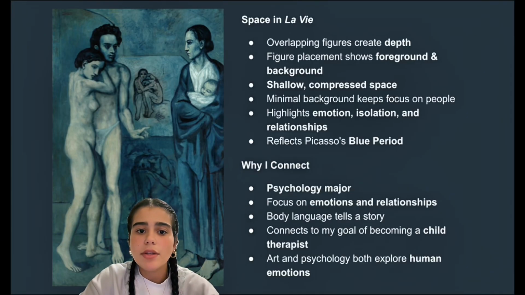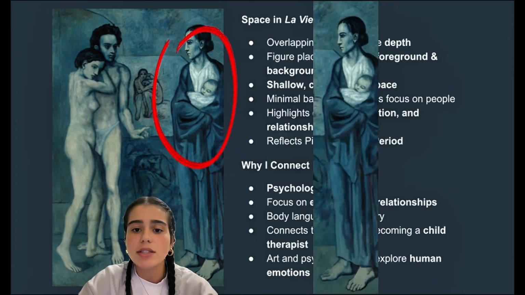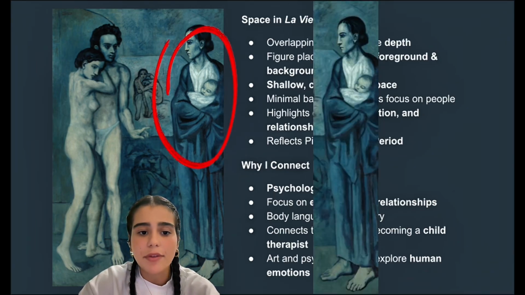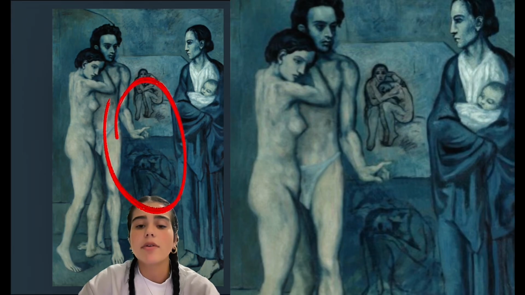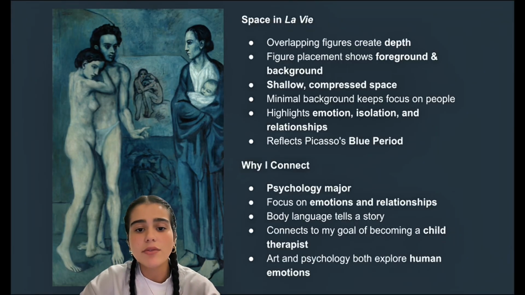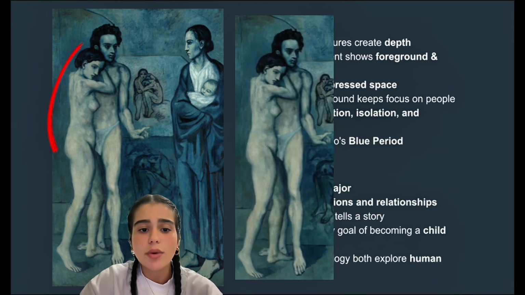I will be talking about the use of space in the artwork. La Vie depicts overlapping and spatially dependent figures. Here we see the standing couple overlapping with the woman and child, suggesting the beginning of depth. Picasso purposely leaves the background and the rest of the space shallow with little to no detail. This directs the viewer's attention toward the figures and their emotions and body language.